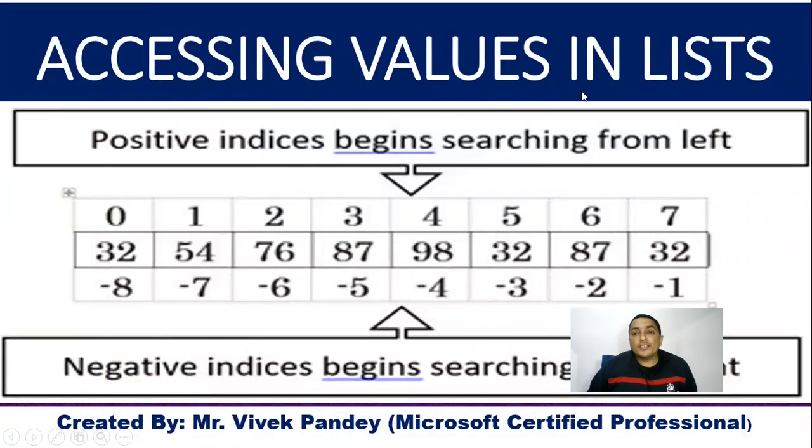Accessing a list, as I told you earlier, we can access the elements of a list by using their index. Index may be positive or negative. Positive index starts from 0 and negative index starts from -1. So we can traverse a list in both directions, from left to right and right to left.